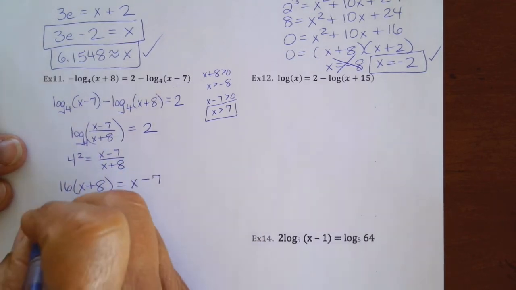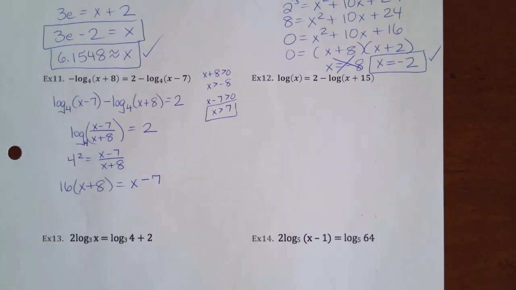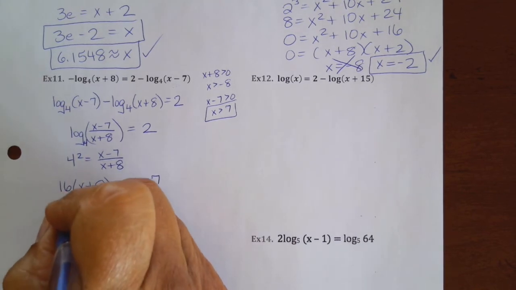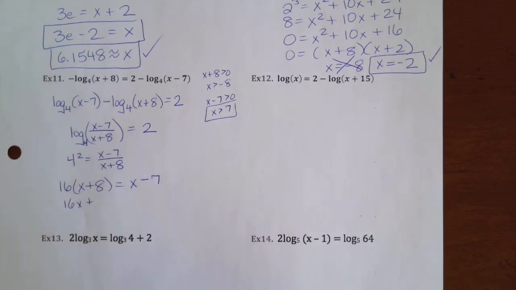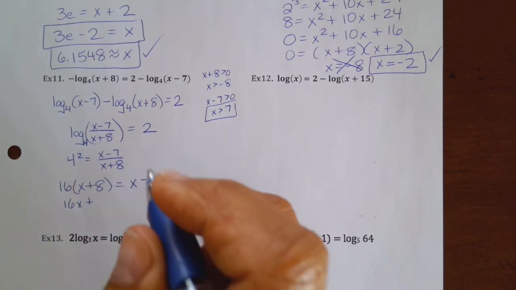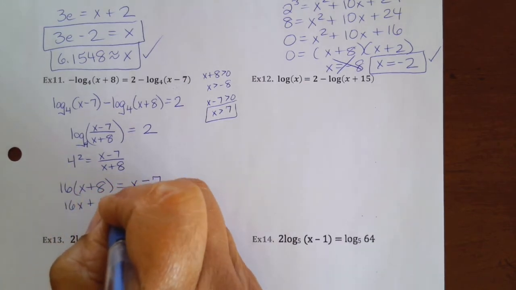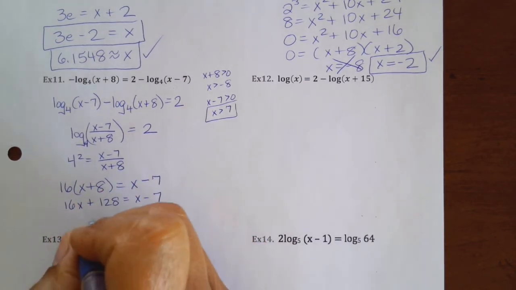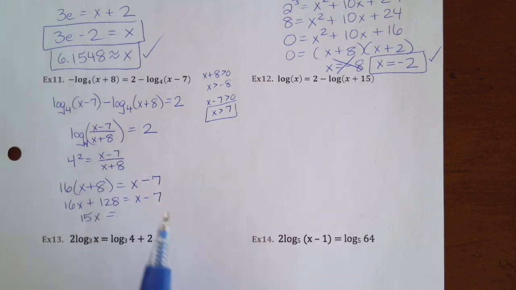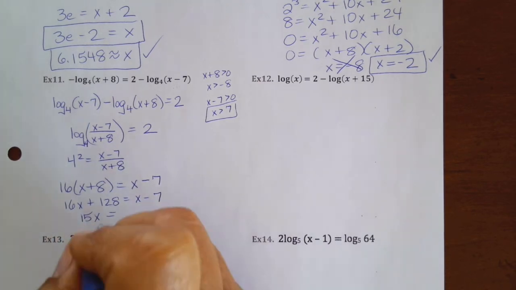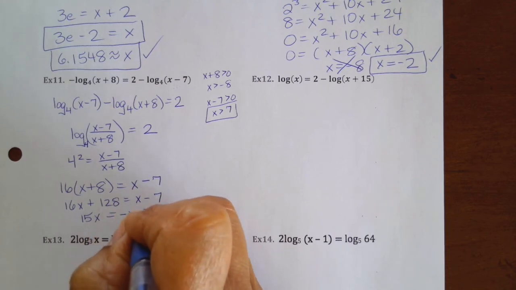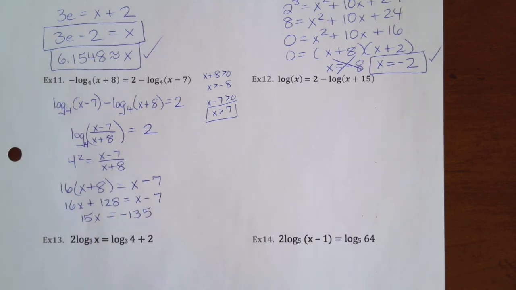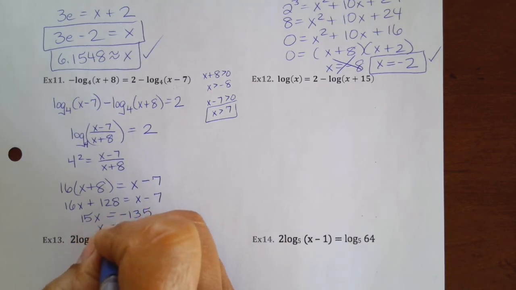Now I just solved that. So I got 16 times x, which is 16x, and I have 16 times 8, which is 128, equals x minus 7. Subtract the x to this side, that gives you 15x. Subtract 128 from that side, that gives you negative 135. And then we're going to divide negative 135 by 15, and that gives you negative 9.